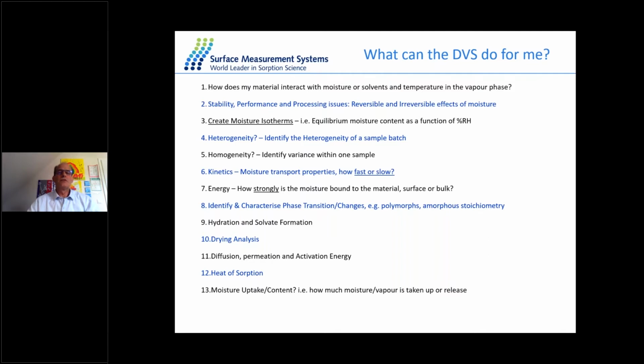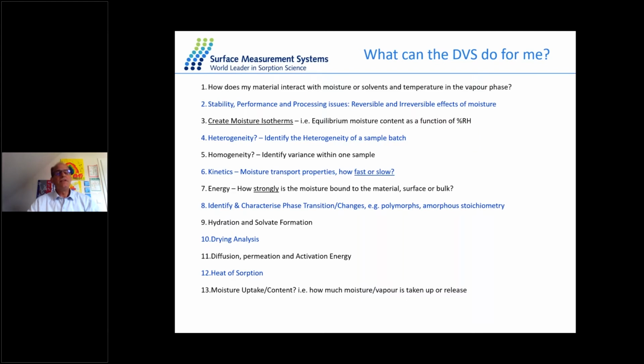So in a few words, what does DVS do for me? That's just to put some ideas. It allows you to show how the material interacts with moisture or different solvents. It allows you to know more about the stability of the product, for example, if an adsorption is reversible or irreversible. It allows you to create moisture sorption isotherms: what is the uptake in equilibrium of the sample over a humidity or vapor pressure range between 0 and 95%. It allows you to say something about the homogeneity of the sample.